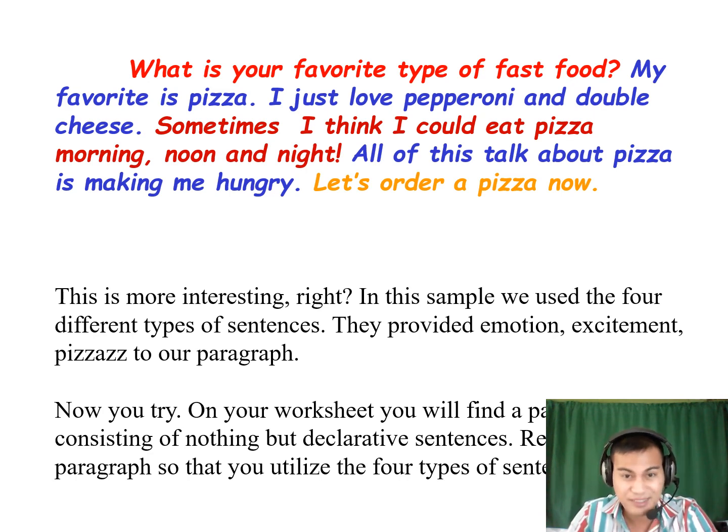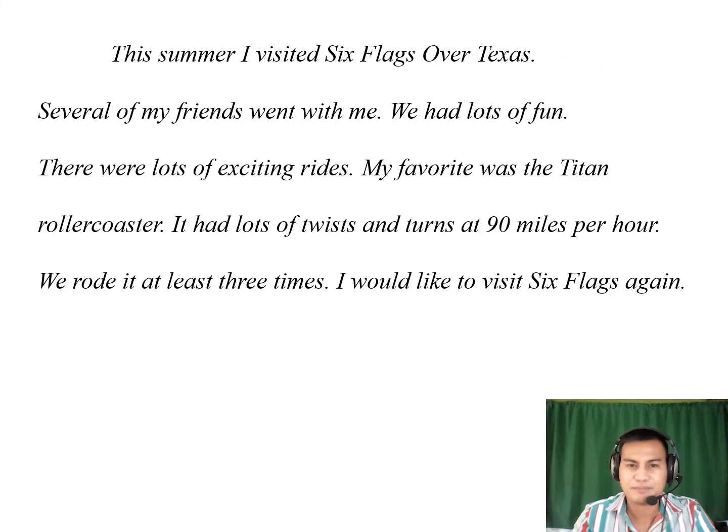Do you agree? In this sample, we used the four different types of sentences: the declarative, interrogative, imperative, and exclamatory sentences. They provided emotion and excitement to our paragraph. Okay, now you try. This is good writing, but it's boring, it's dull, it's monotonous, it sounds robotic.